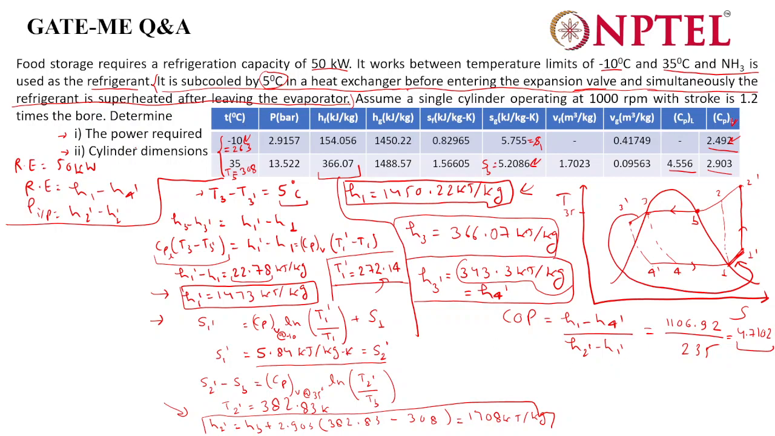So what would be the power input? Can you let me know the power input? The first question of this problem is the power input. The refrigeration effect is 50 kilowatt and the COP is 4.7102. So how much is it coming?